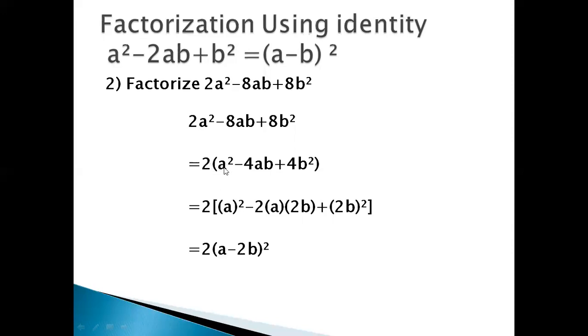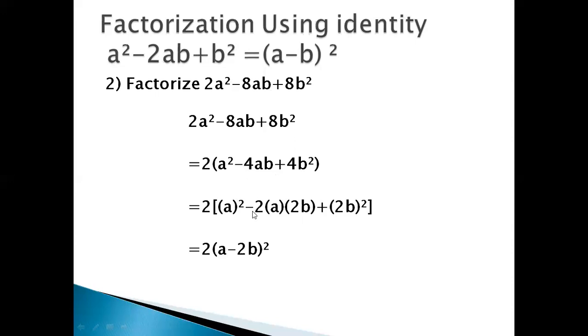If we take 2 common, we get 2 into a square minus 4ab plus 4b square. Now in the expression inside the bracket, we get two perfect squares, a square and 4b square. Now we will factorize the expression in the bracket with the help of this identity, a square minus 2ab plus b square, which is equal to a minus b whole square, because we have one minus sign. So a square is the perfect square of a, and the second perfect square is 4b square, which is the perfect square of 2b. Now we have to rewrite our middle term in the format of 2ab.